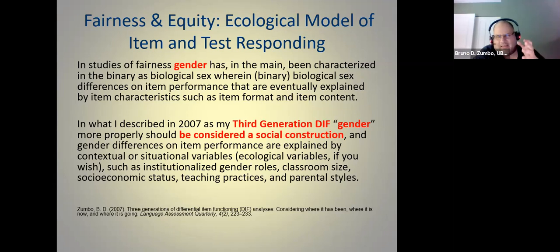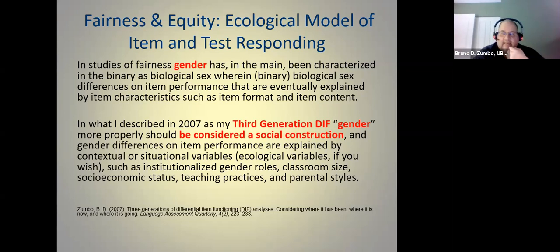What I'm talking about is a very rich tradition in sociology, anthropology, educational theory, curriculum theory, and human development. It's moving beyond the binary of biological sex and looking at gender identity. Historically, they do these male-female differences, with a Mantel-Haenszel test, logistic regression, SIBTEST, whatever you want. And then they look at item content and item format and say, oh, that explains the biological differences. Uninteresting to me. What I'm looking at is more contextual or situational variables, these ecological variables, such as institutionalized gender roles. And how does play and socioeconomic status?